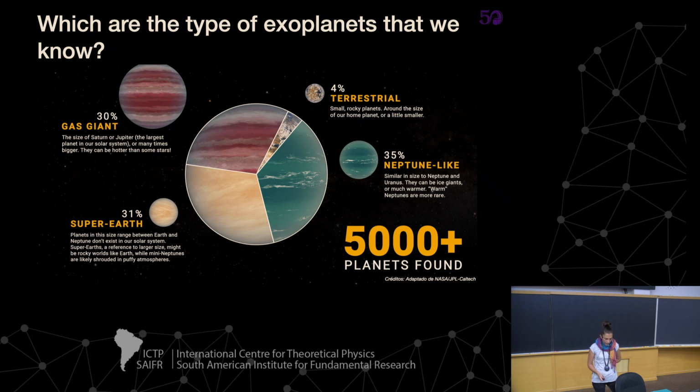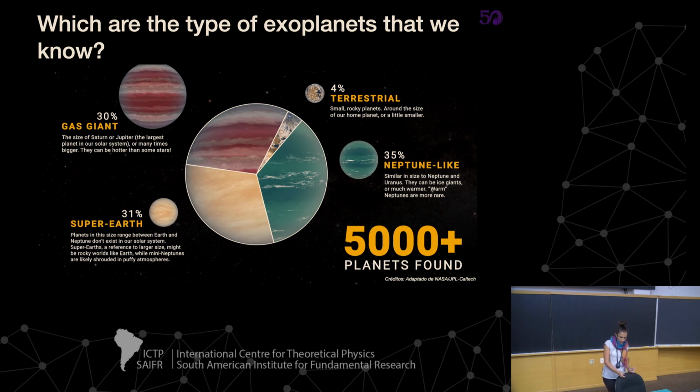35% are Neptune-like. They're similar to Neptune and Uranus, and they can be ice giants, meaning that they're far away from the stars, so they don't receive much radiation, or they can be warmer, so closer. But the warm ones are very rare. And then 31% are super Earths, so as the word says, they are a bit larger than Earth.